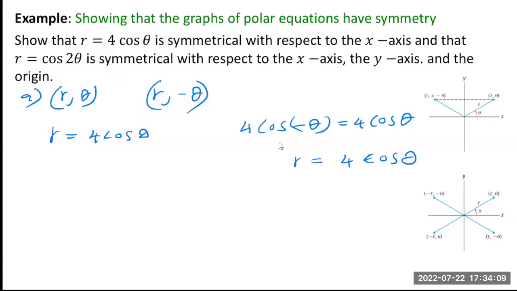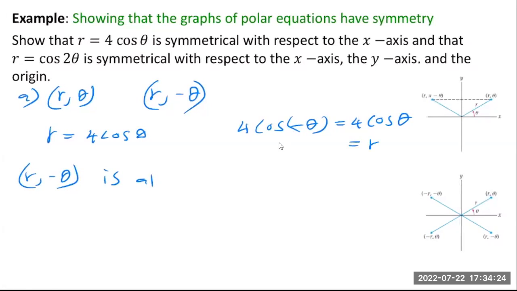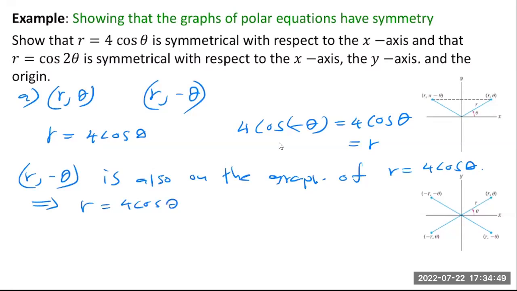So, let me write it: r comma minus theta, this is equal to r. R comma minus theta is also on the graph of r is equal to 4 cosine theta. So that implies that the graph of r is equal to 4 cosine theta is symmetric with respect to the x-axis. Okay, that completes the proof.